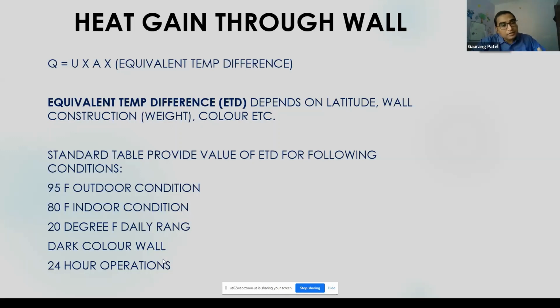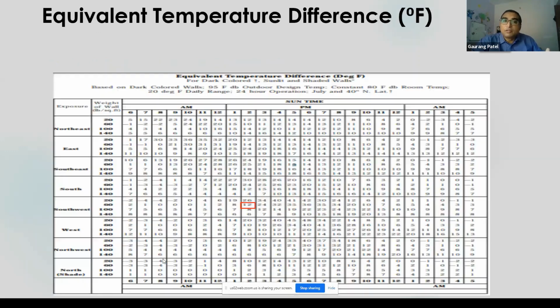They have given the conditions for these 5 parameters. Any deviation from these standard conditions, we need to apply correction factors, and the tables also show how to apply those correction factors. So this is a table for equivalent temperature difference. You can see here this is for 40-degree north. The screenshot I have taken here is the 40-degree north one. You can see my arrow here.